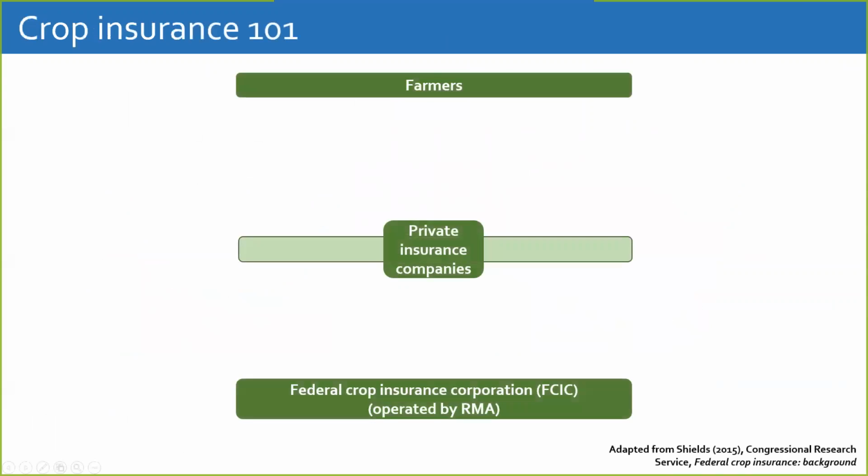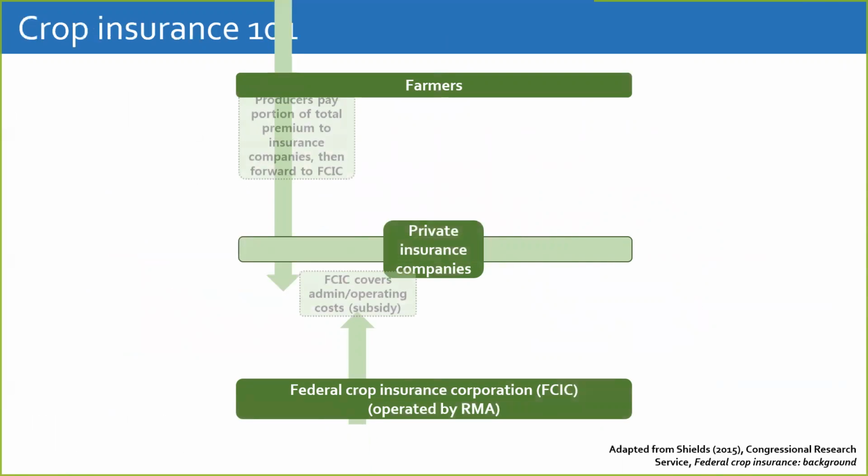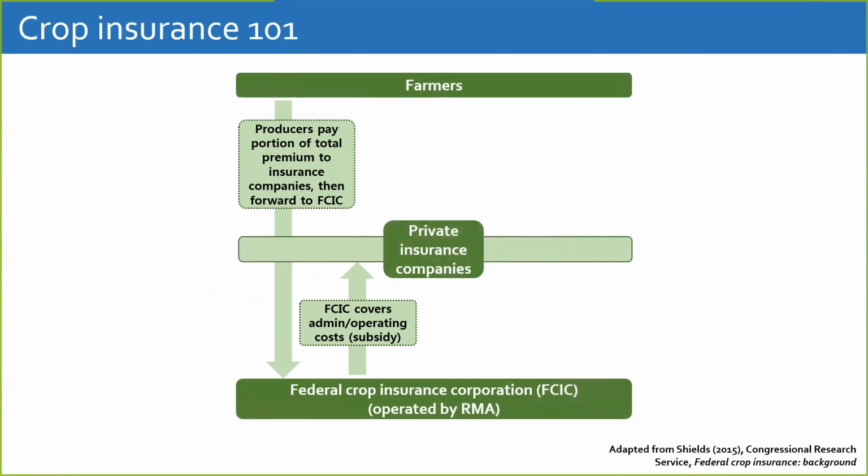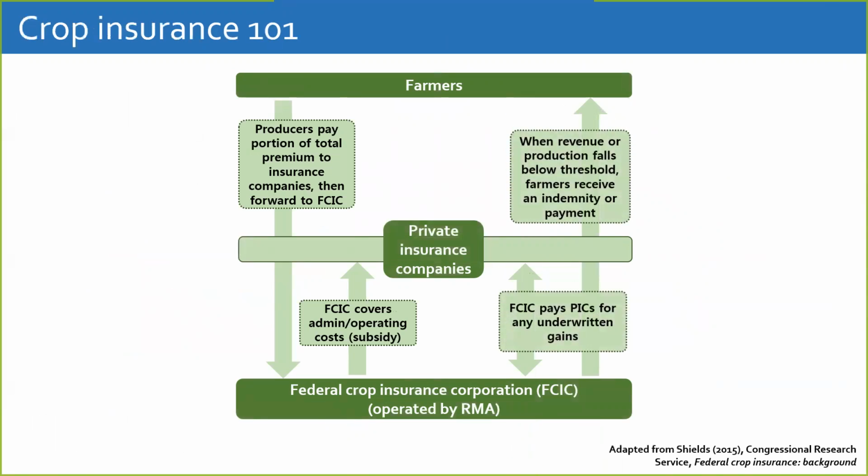Three major groups play a role in crop insurance. We have farmers, private insurance companies, and the Federal Crop Insurance Corporation run through the Risk Management Agency. Producers will purchase a policy for a given crop and pay a portion of the total premium. The FCIC then subsidizes a portion of that premium, which is about 62% on average. Farmers will then receive an indemnity, or payment, when revenue or production falls below a given threshold based on their policy. If you're more interested in the details of how the FCIC is run, there's a great Congressional Research Service report, only about 10 pages, from Shields 2015. If you just Google that, it's a great background read on federal crop insurance.